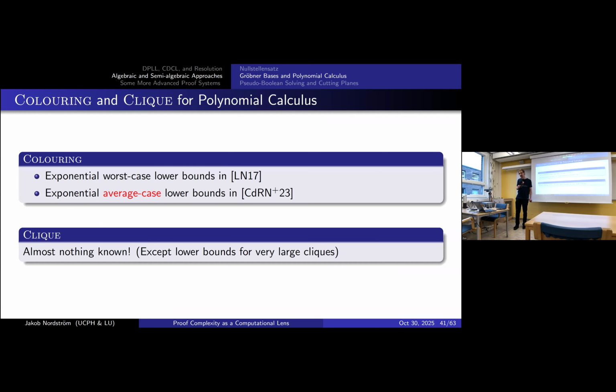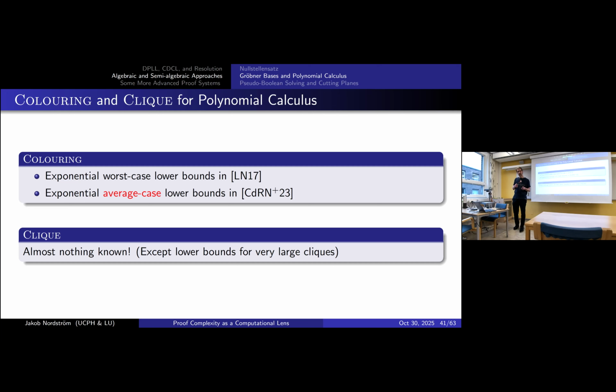For coloring, somewhat recent results have shown first worst case lower bounds for coloring of very particular graphs. And just a couple of years ago, we had average case lower bounds showing basically that for randomly generated graphs with the right parameters, there are exponential polynomial calculus lower bounds matching what was previously known more than 20 years ago for resolution.